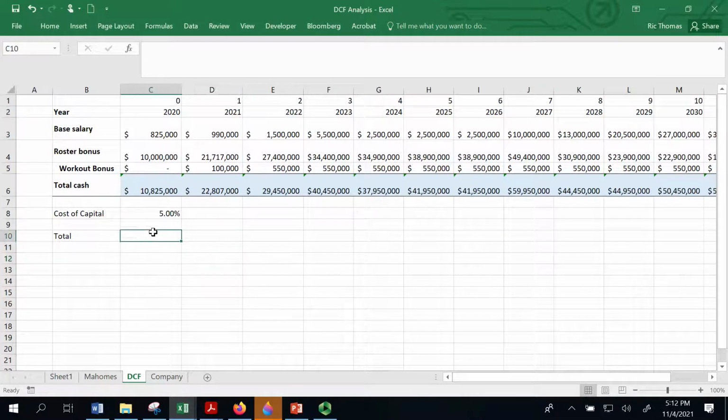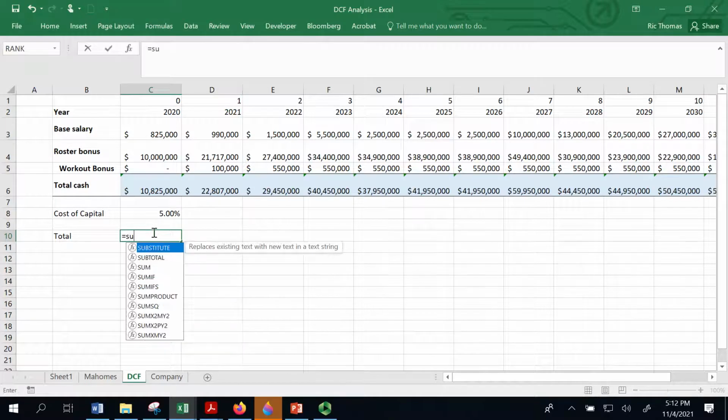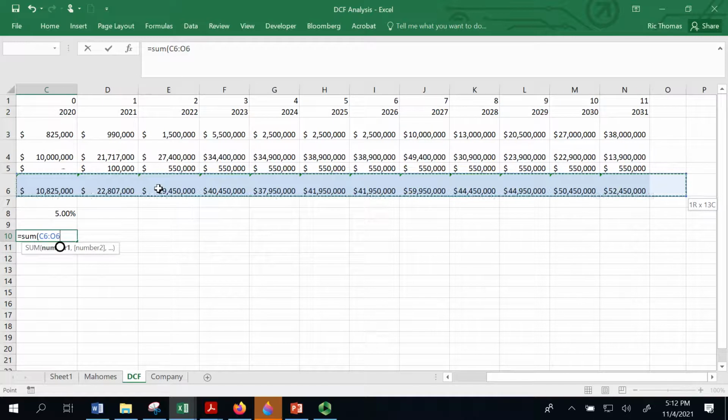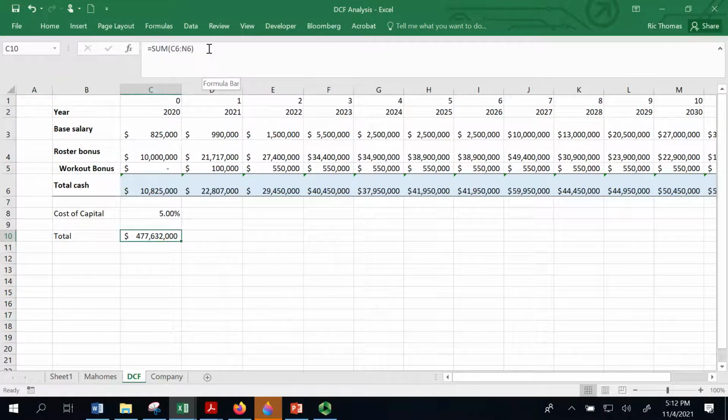Well, let's just first of all sum it up. Let's just see what does all that add up to. So if I hit sum and I click on this here, and then I hit shift and then the right arrow, that just highlights all of this stuff here. Okay, then I close off that equation right there with the right bracket. And so it sums to $477 million.